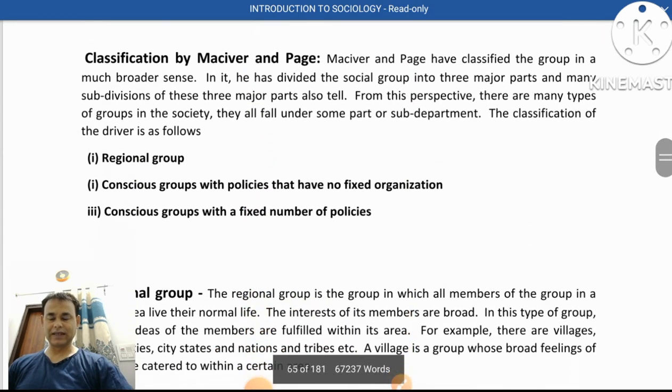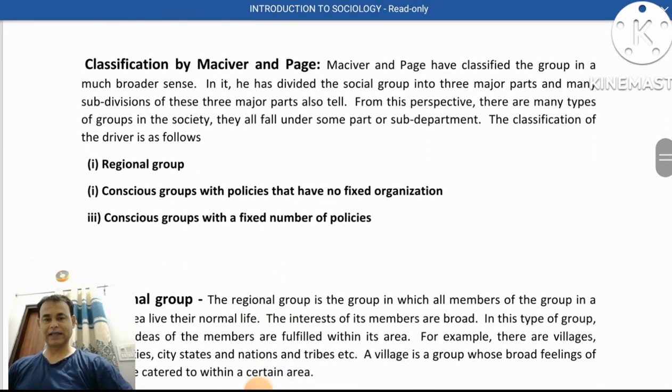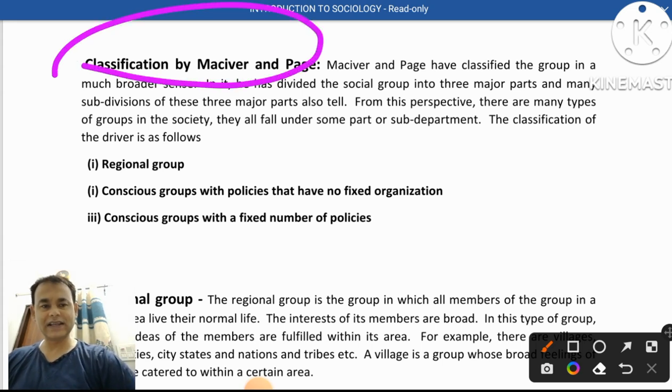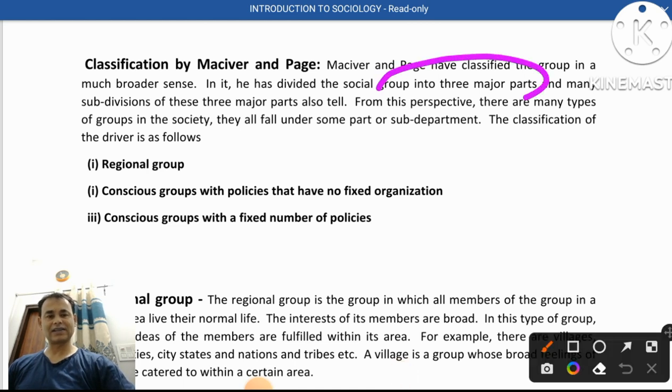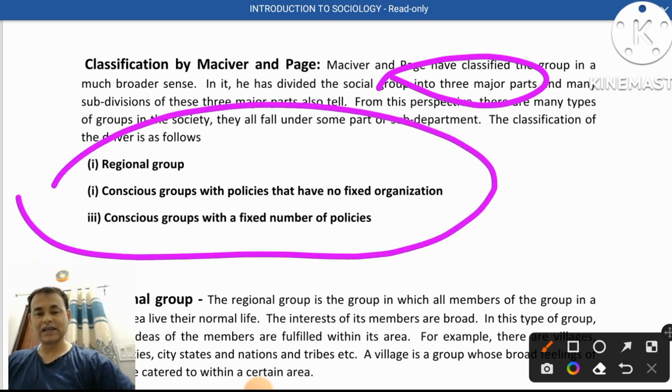And now we will look at the classification by MacIver-Page. MacIver-Page classified the group in a much broader sense. In it, he divided the social group into three major parts. Many subdivisions of these three major parts are also available. From this perspective, there are many types of groups in society. They all fall under some part or sub-division. The classification of MacIver is as follows: regional group, consciousness group with interests that have no fixed organization, and consciousness group with interests with fixed organization.